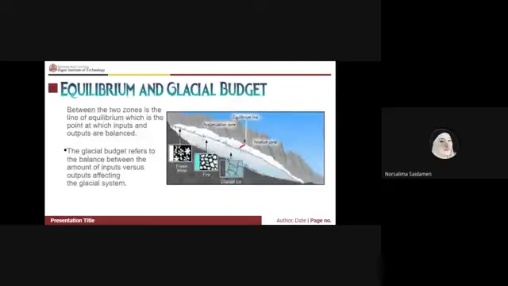Now we go to the equilibrium and the glacial budget. Between the two zones, the zone of accumulation and the zone of ablation, is the line of equilibrium, which is the point at which inputs and outputs are balanced.